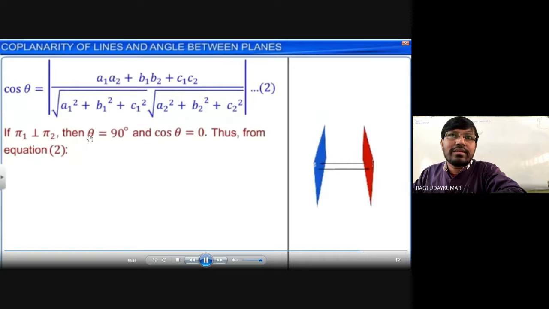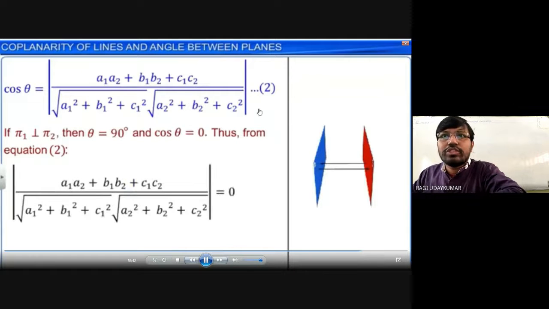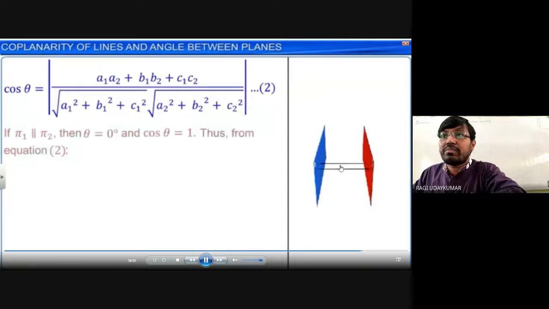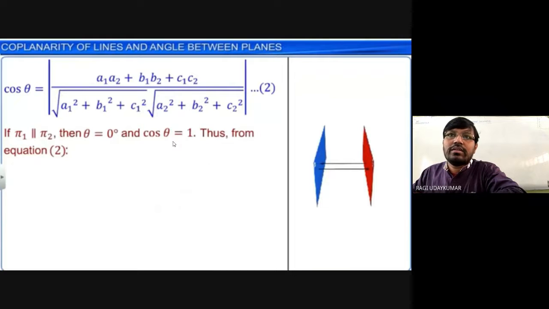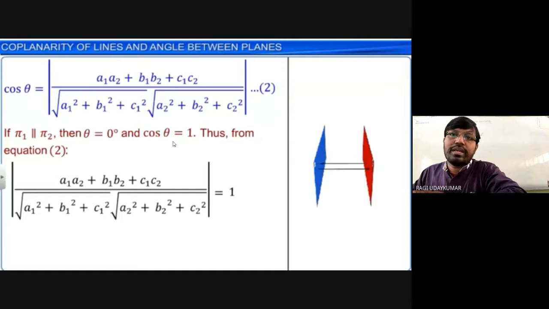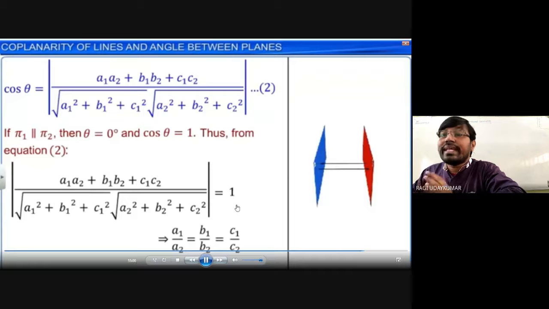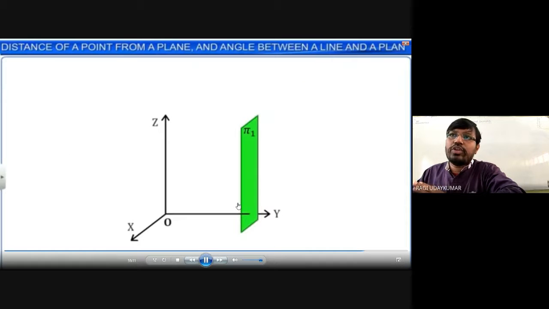So when theta is equals to 90 degree means planes are perpendicular to each other, theta 90, cos theta equal to 0. Then the equation 2 will be changed to a1 a2 plus b1 b2 plus c1 c2 equal to 0. If planes are perpendicular, not this situation, perpendicular. Now parallel situation, if it is taken into consider, if the two planes are parallel, then cos theta will be equals to 1. So in that situation, what do you get here? a1 a2 plus b1 b2 plus c1 c2, ratio will be equal, equal ratio you are going to get it.